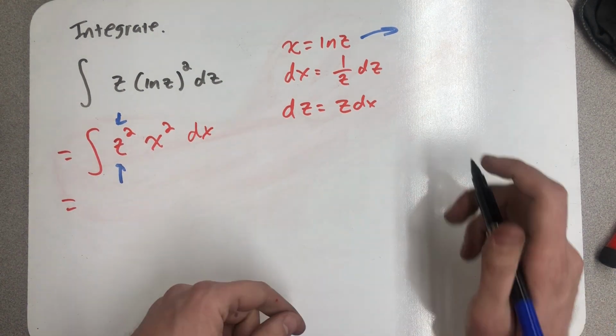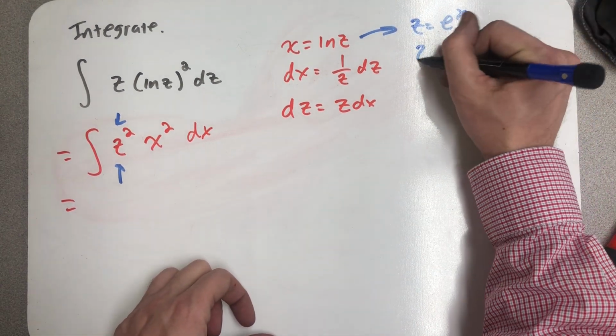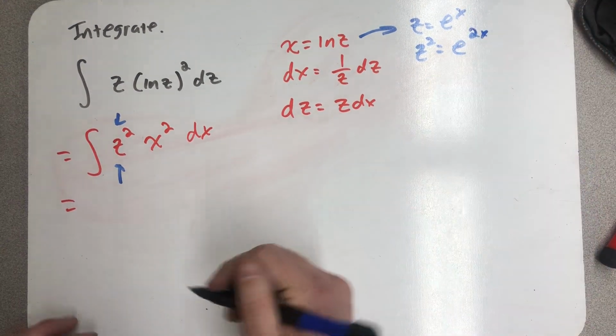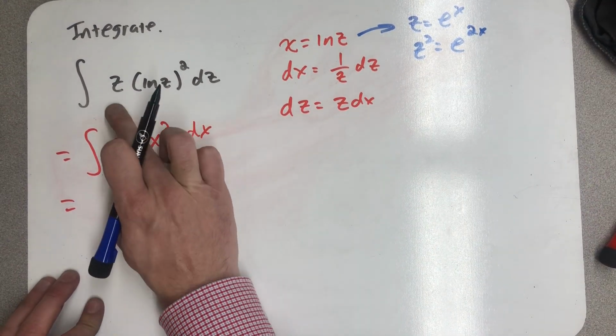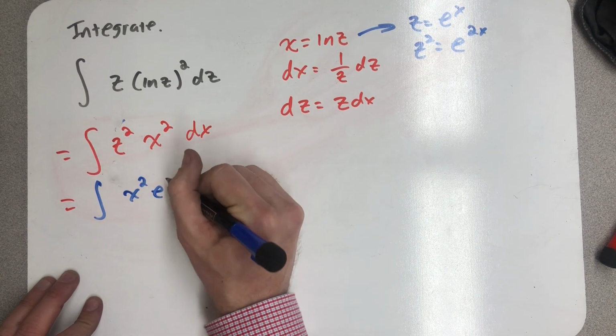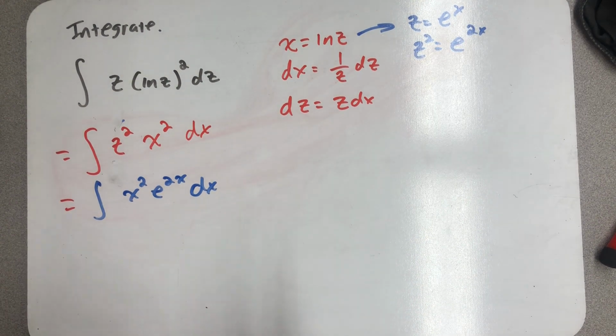If x equals the natural log of z, then z equals e to the x, which means z squared is e to the 2x. So now I can rewrite this as x squared e to the 2x. This, now substituted, looks like an integration by parts problem.